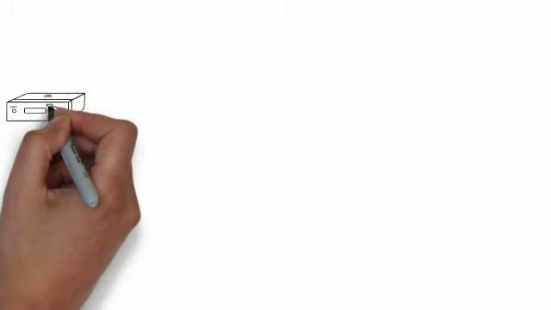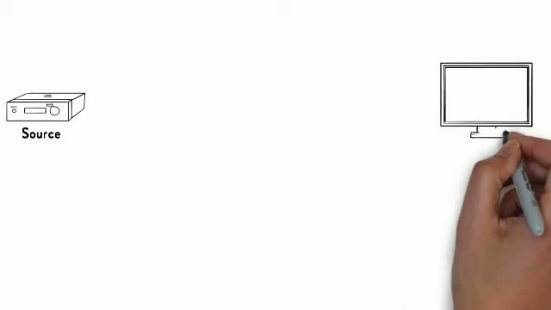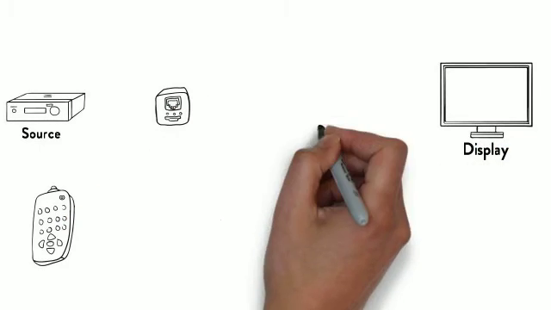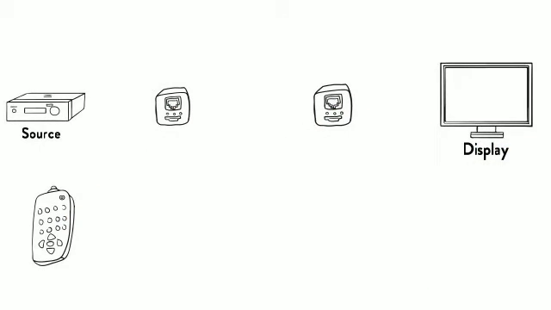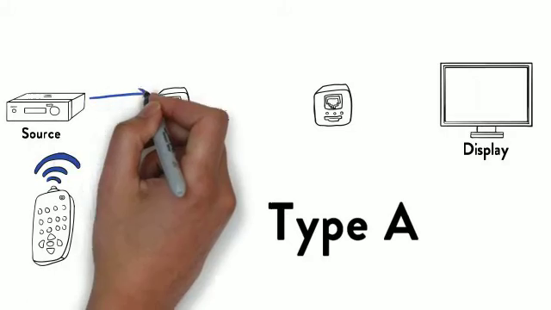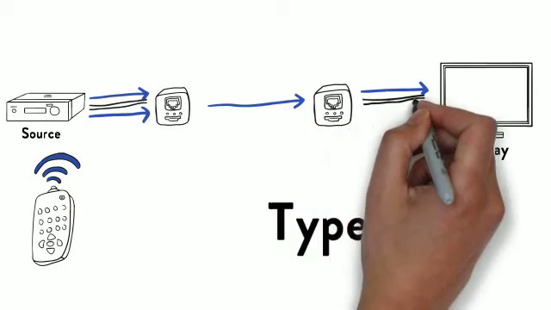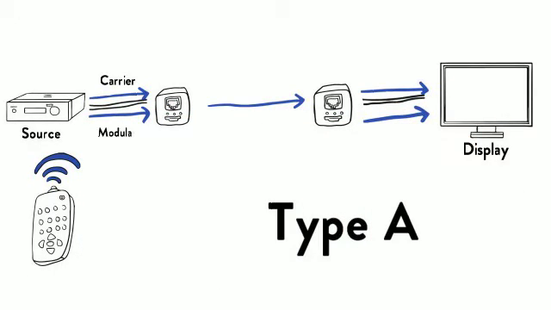What's important to know is that there are two types of IR signals supported by HDBT, Type A and Type B. In Type A, only the data is passed through, and the carrier is filtered out before it's transmitted over the HDBT channel, and then remodulated at the IR transmitter before going out over the air.